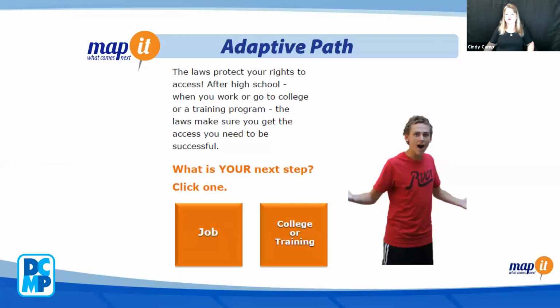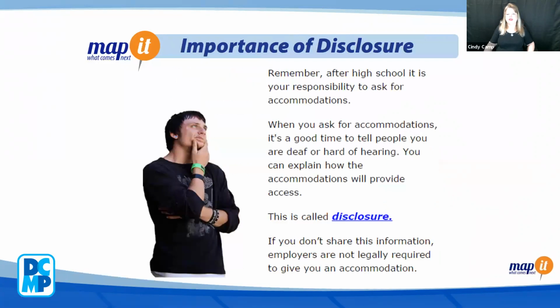At this point, they can choose a path, and the training divides a little bit. They can say, oh, I want to go directly from high school to a job, or oh, I think I'm going to go to college or training first. We recommend that you actually go through both paths, but if they don't want to, they're not required to. When they choose, then we talk about, on the jobs path, the importance of disclosure.